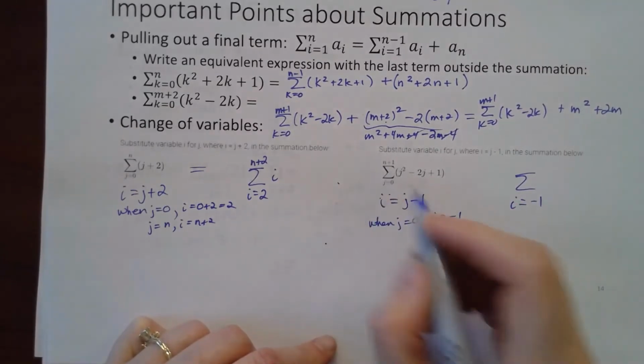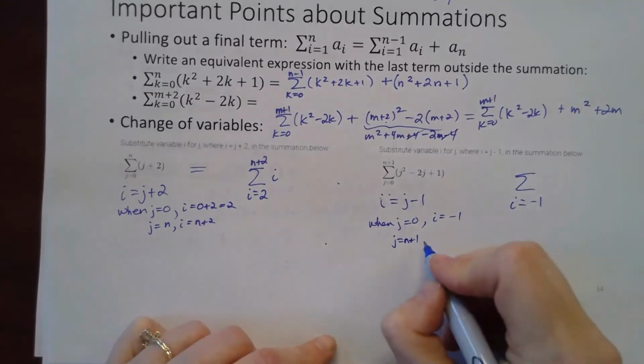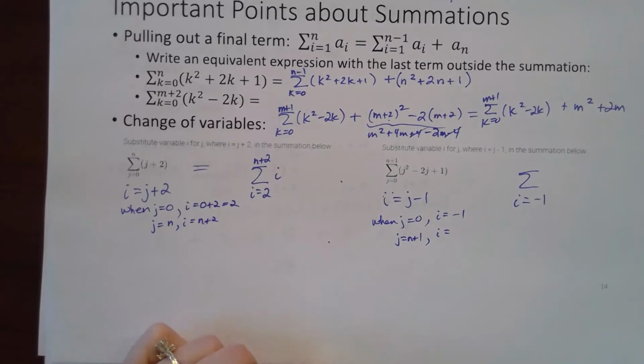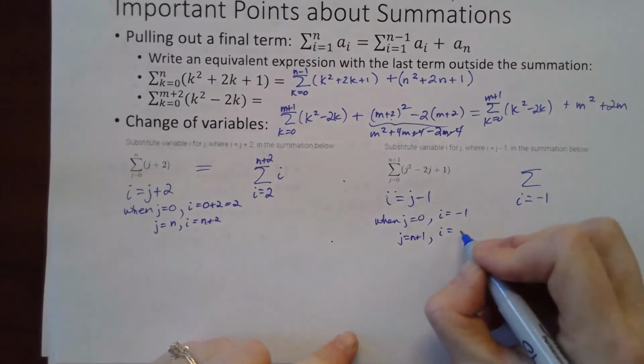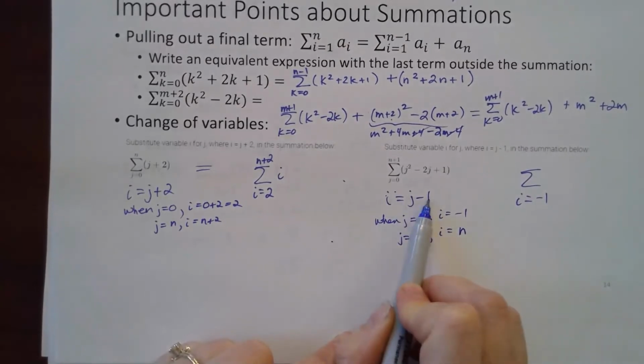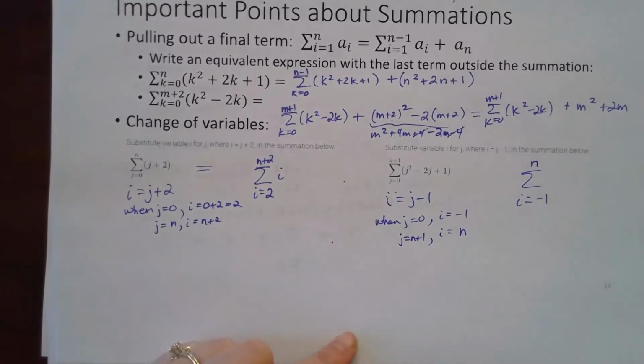And then here, when j is n plus 1, that's our upper limit. What will I be when j is n plus 1? Anyone? I heard it. Can you say it louder? N, yes, n. Just substitute n plus 1 in for j. n plus 1 minus 1 is just n, so this will stop at n.